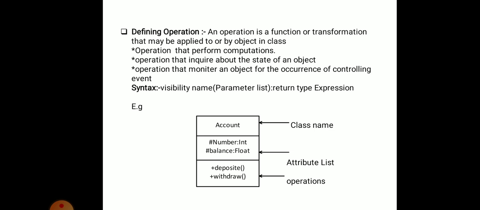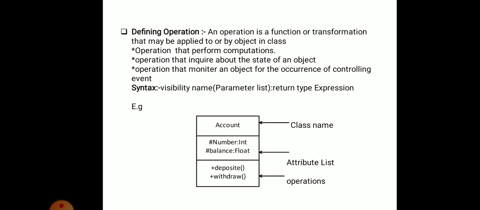Here we will see how to declare a class. A class is declared in mainly four compartments. First one is class name, second one is attribute list, third one is operation list, and last, fourth one, responsibility. But this is not mandatory, this is optional. So we will declare a class in three compartments. Must remember that in a class name the first letter must be capitalized.